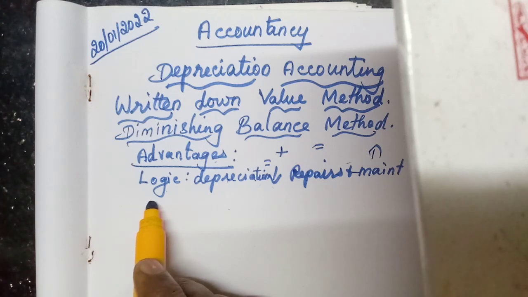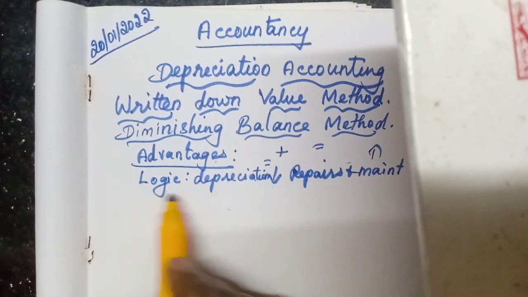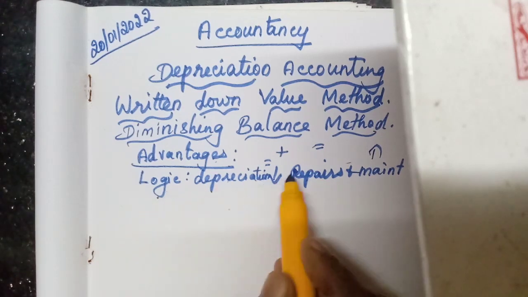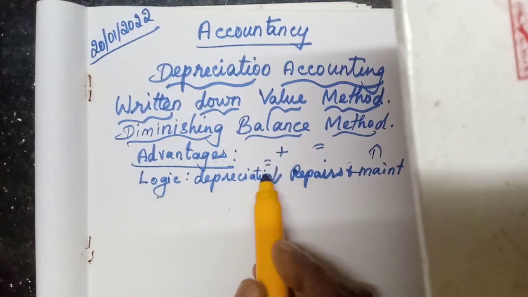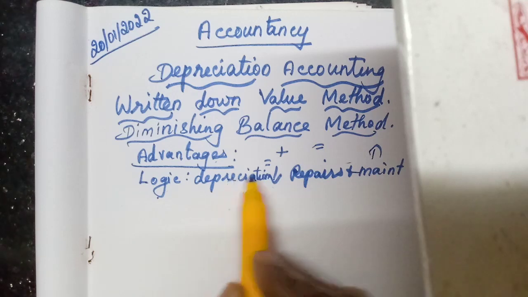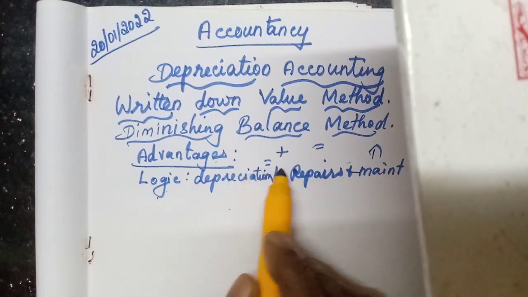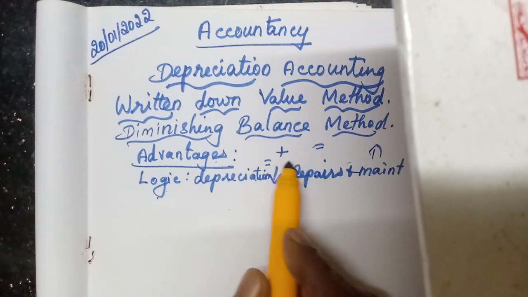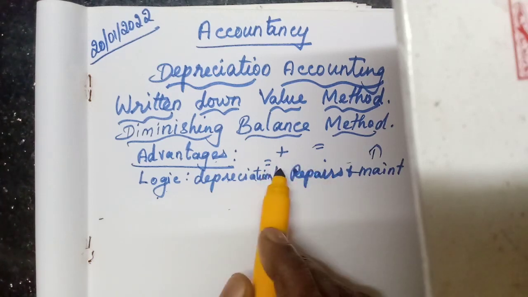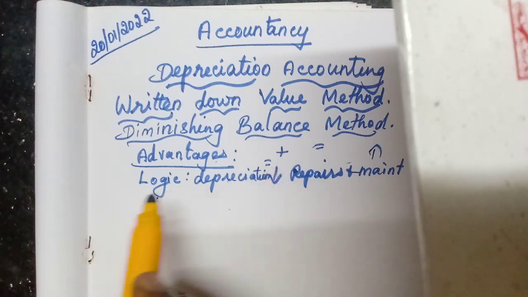Then we can say it is equal charge against income, because equally it is charged. Okay, depreciation will be less, repairs will be more. So throughout the lifetime of the asset, it is equal only. Okay, it is not increasing or it is not getting decreased.